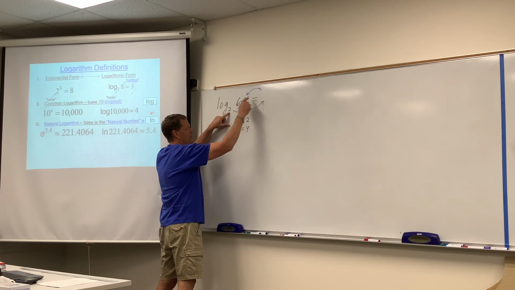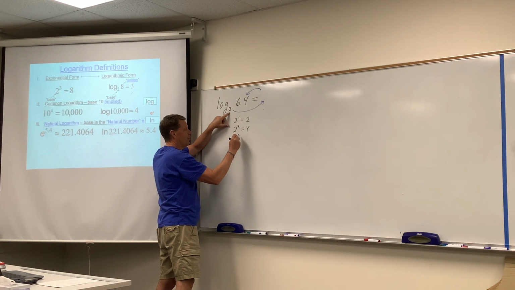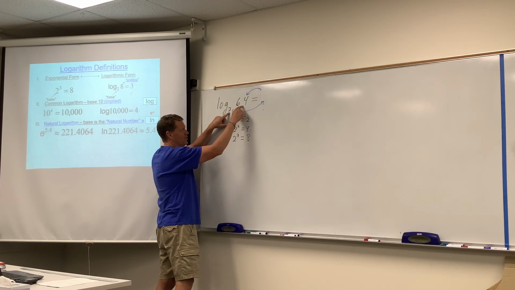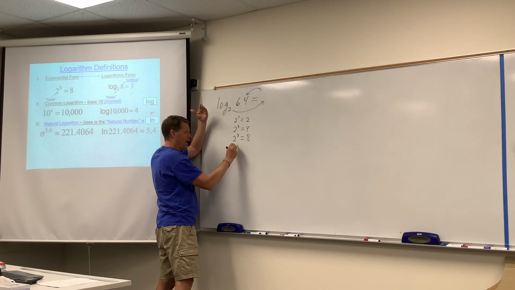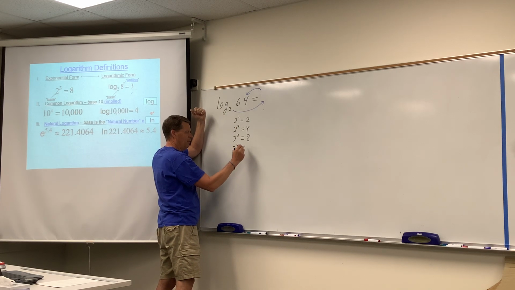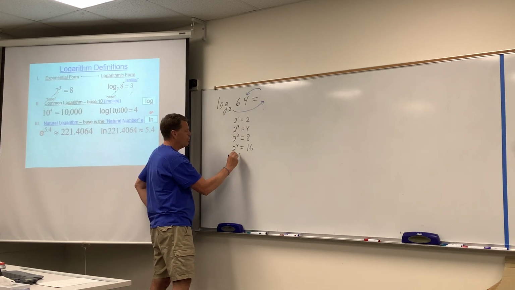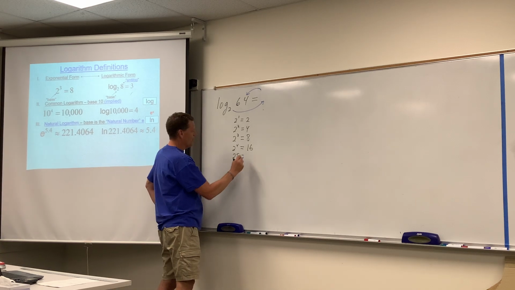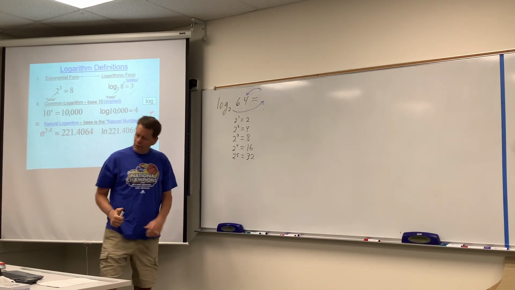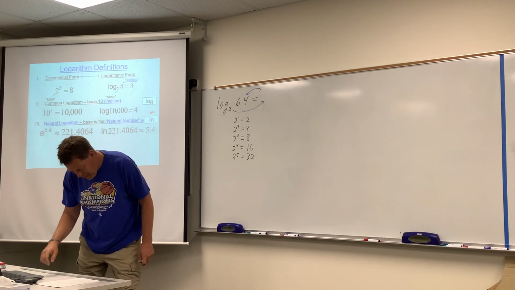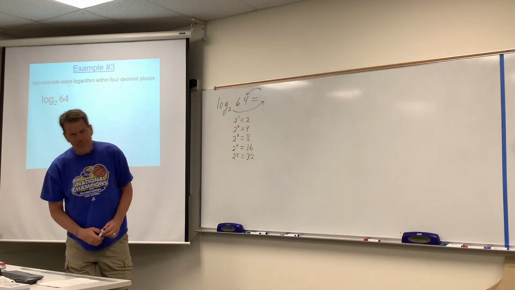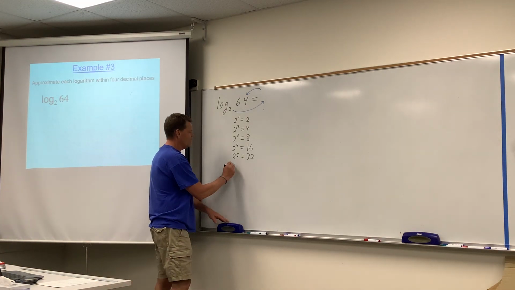2 to what power makes 64? Well, 2 to the third power is 8. That's smaller than 64. We need to bump the power up. 2 to the fourth power, 16. These numbers are getting bigger. They're getting closer to 64, but that's not it. Let's see, 2 to the fifth power. Well, 2 to the fifth power is 32. Now we're getting closer. 32 is still too small, isn't it? So wouldn't we need to try another power here? Let's try 2 to the sixth power.